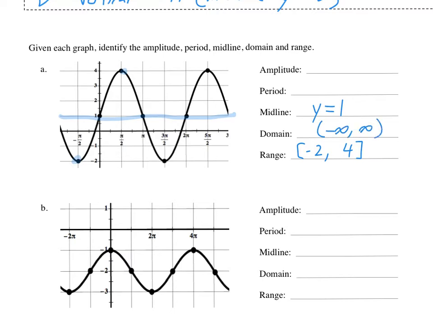Period, well, we have to count and see how far apart these are. If I look at the top to the top, we're at pi over 2 to 5 pi over 2. That's 4 pi over 2, so that's 2 pi apart. And the amplitude, how far it is from the midline to the top, is going to be 3. So try that next one on your own, pause the video, and then I'll give you the answer.